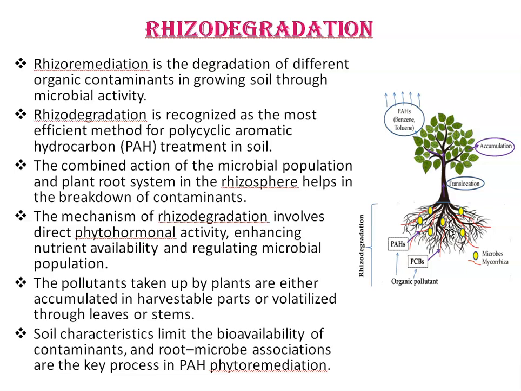The mechanism of rhizodegradation involves direct phytohormonal activity, enhancing nutrient availability and regulating microbial population, which makes it possible to degrade contaminants by using growing root system. The pollutants taken up by plants are either accumulated in the harvestable parts of the plant or volatilized through the leaves or stems. Plant microbe interaction, soil parameters, and the conditions that promote degradation are the factors affecting the rate of rhizodegradation.